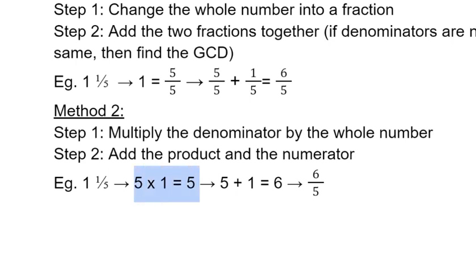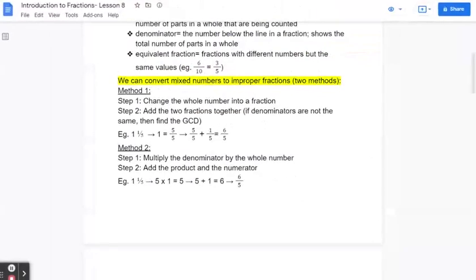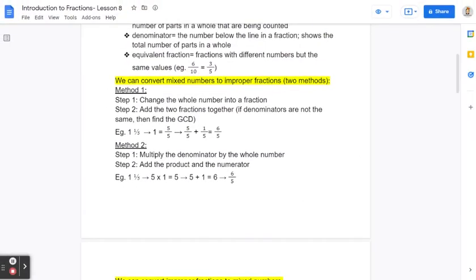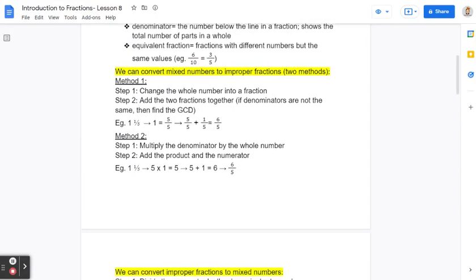So 5 is a product, and we're going to add that with the numerator, and that's 5 plus 1, which is 6. And so with that being said, 6 is going to be our numerator, and the denominator is always going to be the same. So if it was 5 over here, it's going to be 5 over here. So that's that. Those are the 2 steps you use to convert mixed numbers to improper fractions.